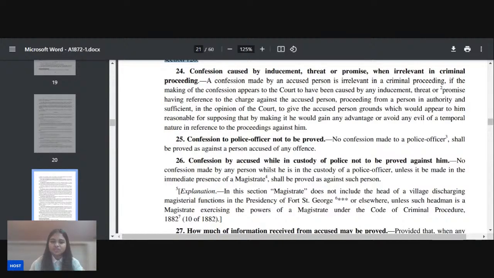What do you mean by confession? Anyone who knows what is confession? From 24 to 30 you see confession related provisions, but what is confession? Admission का definition तो 17 में है, right? Confession क्या है? What is confession, students? Also please write in the chat box. You can just comment in the chat box, students. What is confession?